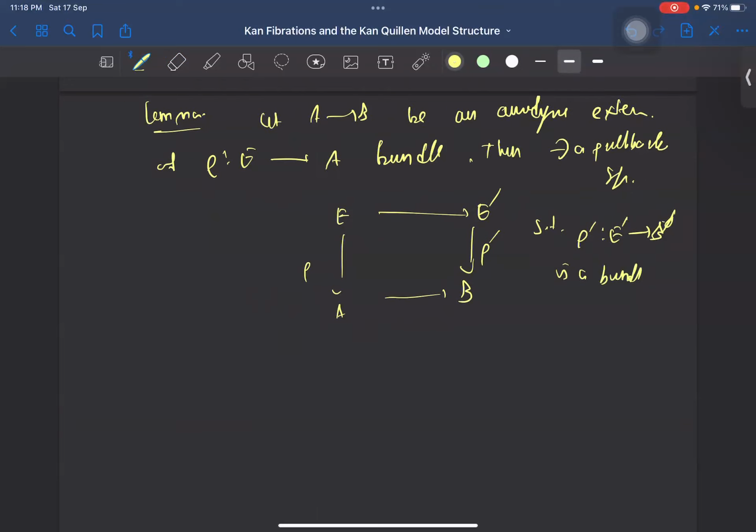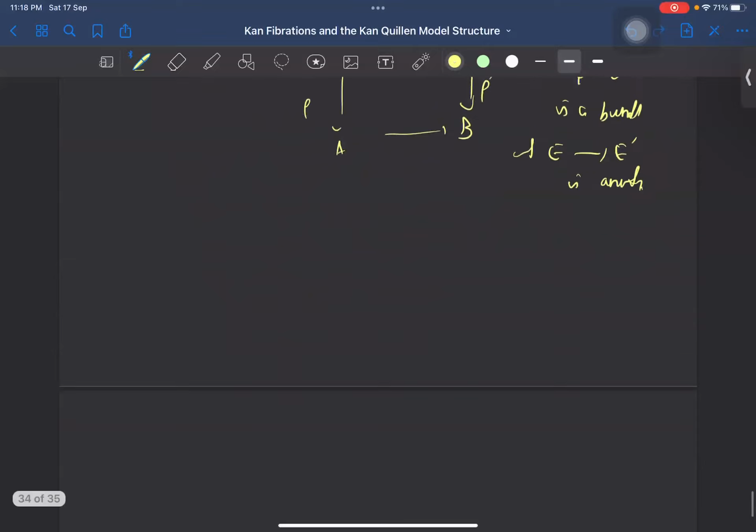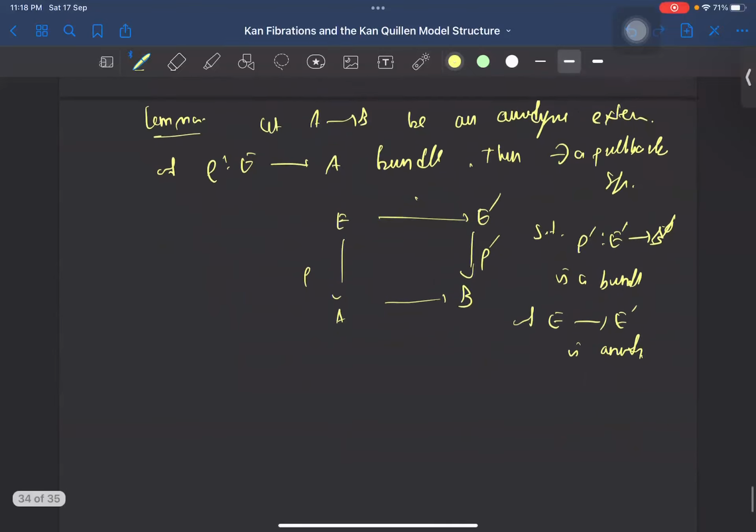Or wait, let me give it a thought. I'm missing something. Let me try to remember. No, it is B. Yeah, it's fine. And sorry, this morphism that you have, this one, is anodyne. And also I'll just say this extension is unique up to isomorphism. Don't forget that.